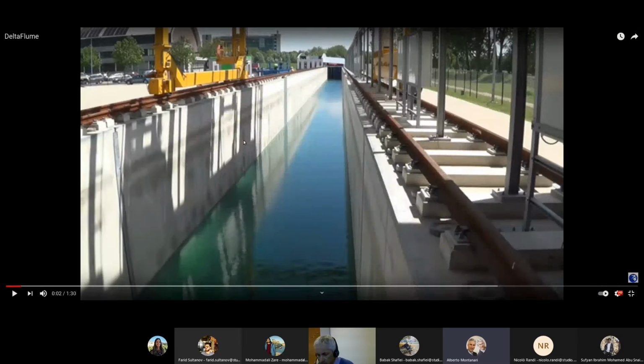This one is taken by Deltares, and it's an experiment which is not really referred to a harbour. It shows the wave generator that they have, but it generates waves into a flume, not into a harbour. I think it is nevertheless interesting. They also have videos on wave generators into small-scale harbour models.